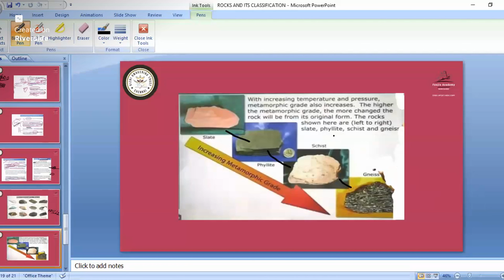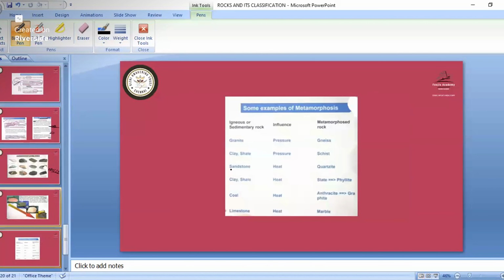Even metamorphic rocks will become further metamorphosed due to high temperature and pressure. So the higher the metamorphic rate, the more the rock will change from its original form. All these rocks are shown here. See these examples of how rocks change into metamorphic rock.